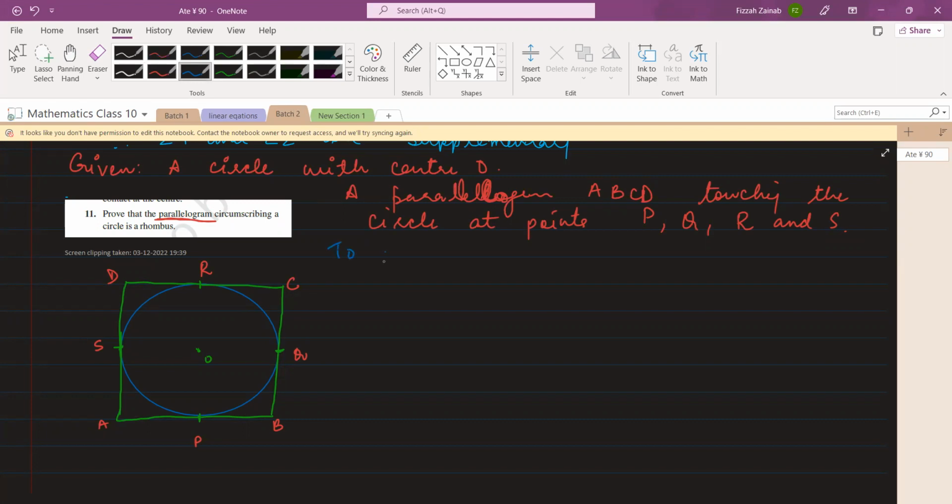Okay, now to prove that it is a rhombus. If you have a parallelogram, how will you show it's a rhombus? Ma'am, any two of its adjacent sides equal. Any two are equal in a rectangle also. Okay, adjacent sides. Yes, that's right. Either all the sides are equal or any two adjacent sides are equal. That we can do here.